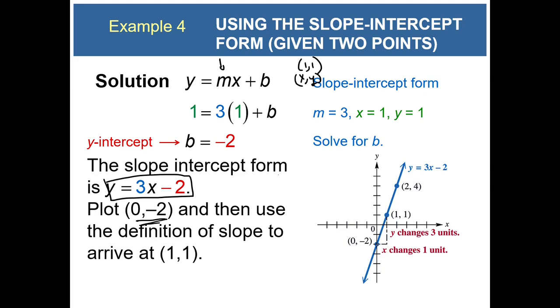I start by plotting the y-intercept, 0, negative 2, and the slope has a rise of 3, so we'll count 1, 2, 3, and a run of 1. So we do end up at the point 1, 1. I can do it again, a rise of 3, 1, 2, 3, and a run of 1, and we end up at another point, 2, 4, and we can draw a line through those points.